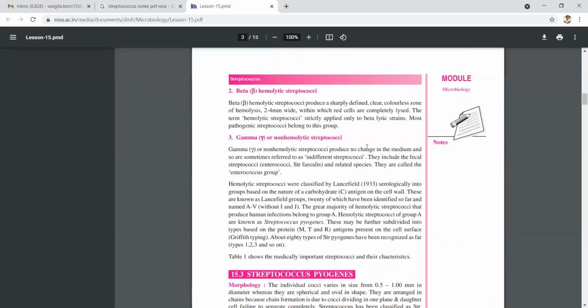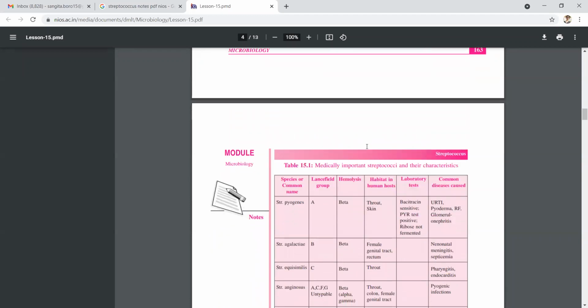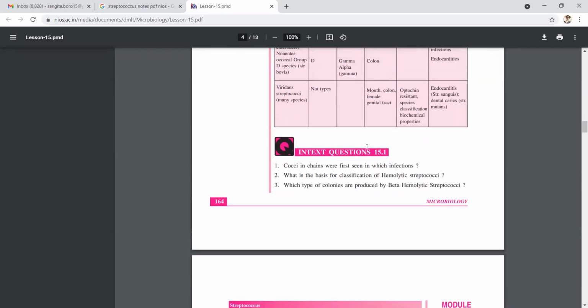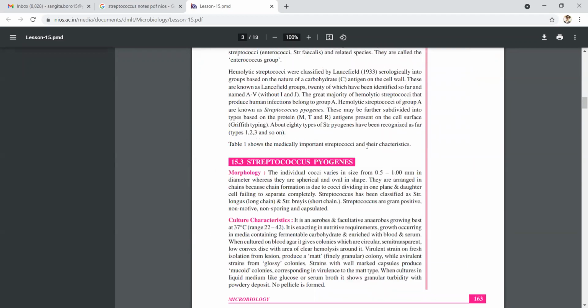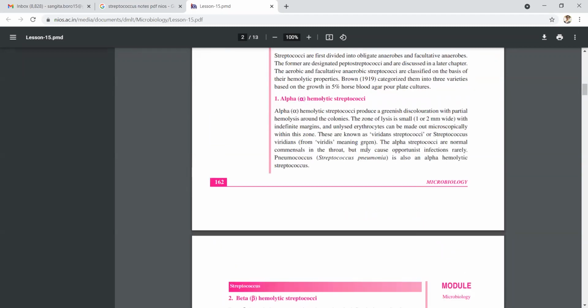Okay, so that means when he observed the hemolysis, he saw only a partial hemolysis. The hemolysis was not complete. That means the area which was discoloring was not completely white. There was a slight discoloration, and the color was greenish, which was seen around the colonies that were growing.